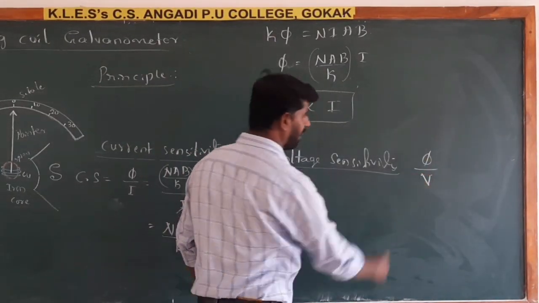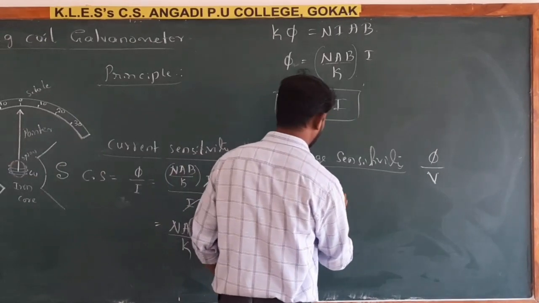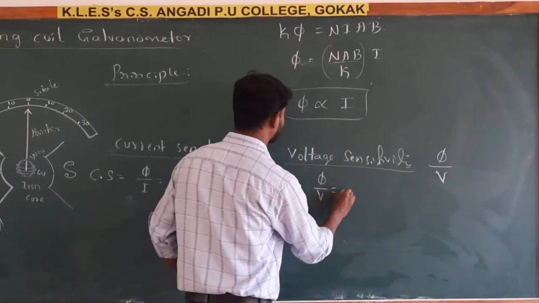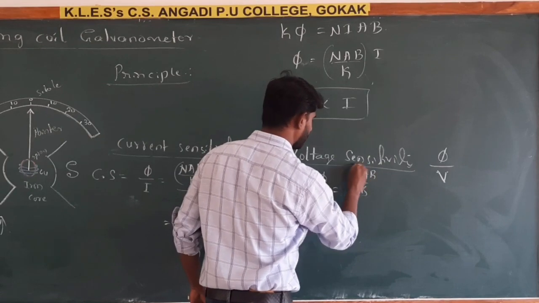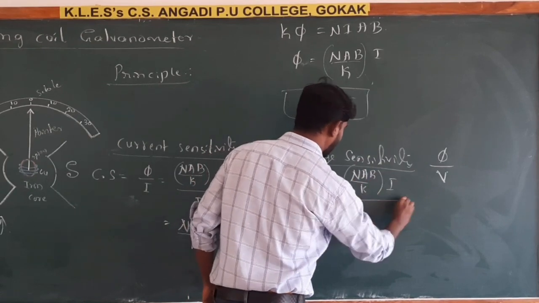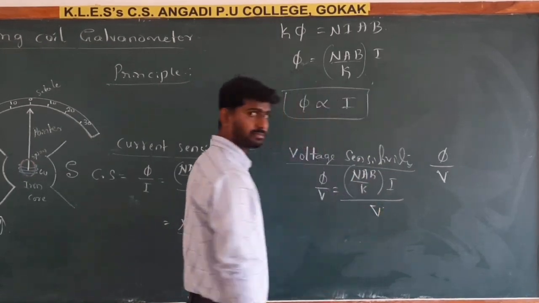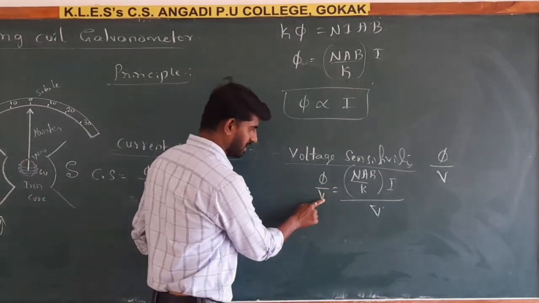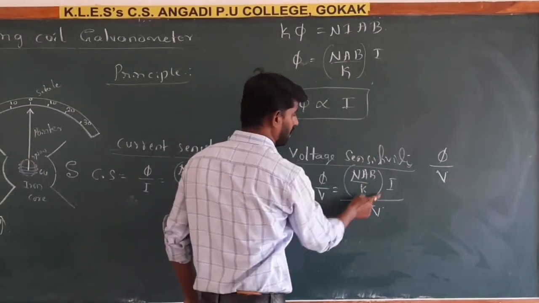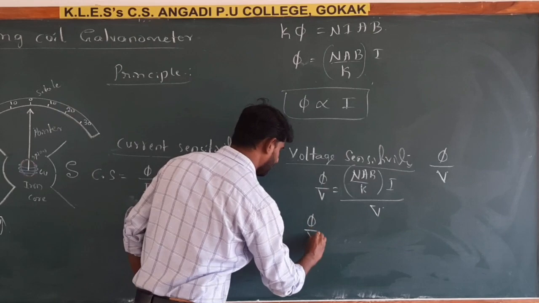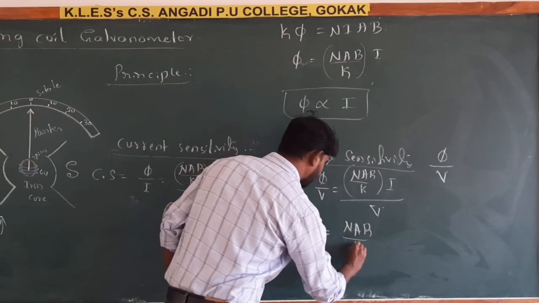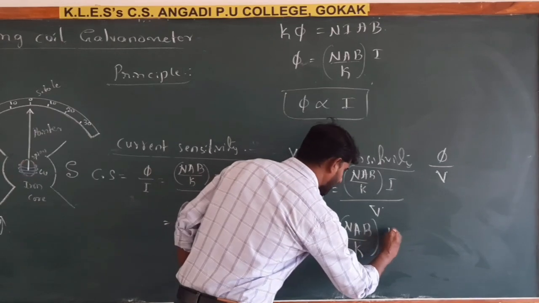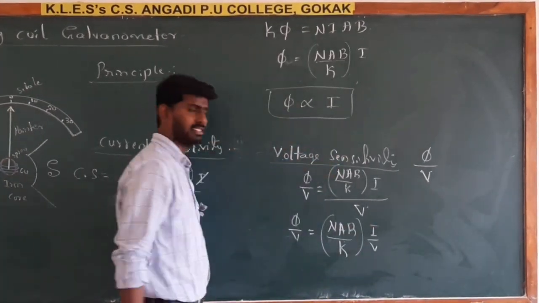And this formula is phi by V. So if I substitute the value of phi, so phi by V, what's the phi? Here N A B divided by K into I, divided by V. So phi by V. Then I can write it like N A B divided by K, and this is I divided by V.